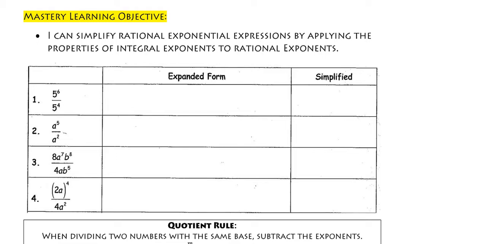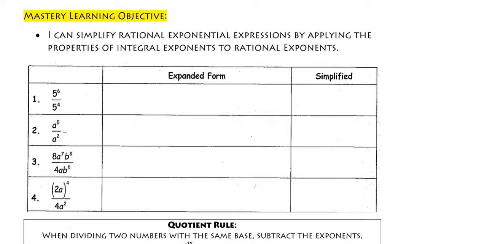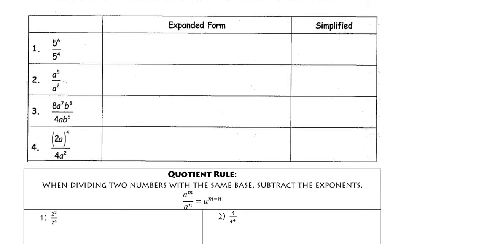Hello and welcome back. Today our mastery learning objective is I can simplify rational exponential expressions by applying the properties of integral exponents to rational exponents. So first of all, we are going to start by writing out our fractions here in expanded form. So we have 5 to the 6th power, so it means we're going to write 5 multiplied together 6 times. And on the denominator, 5 multiplied together 4 times.